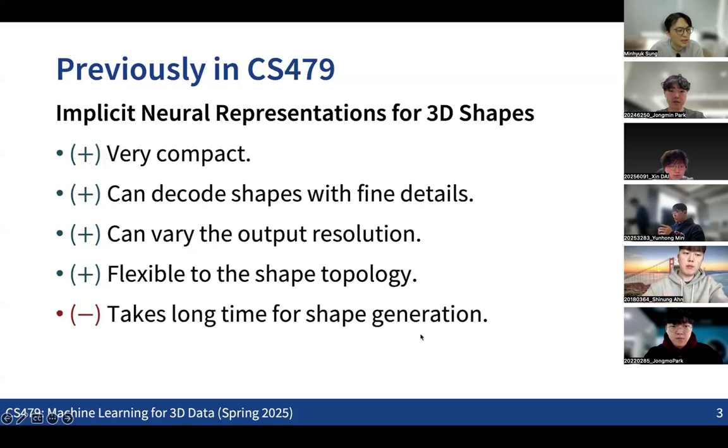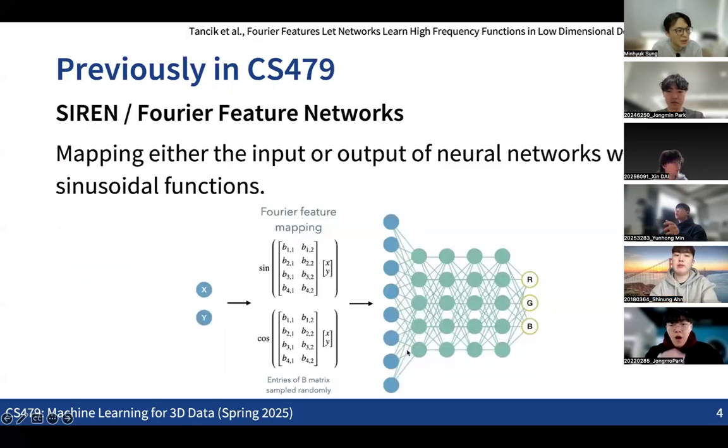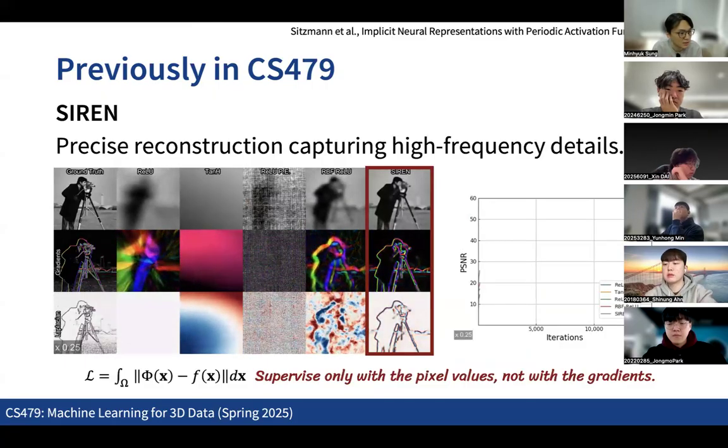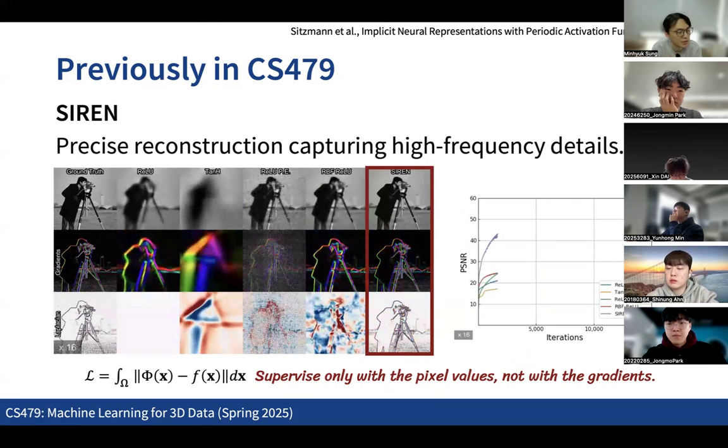In terms of designing the neural networks, we also discussed the idea of SIREN and Fourier feature networks, which map either the input or the output of each layer of the neural network into sinusoidal functions. With that, we can better capture the high frequency details. By simply replacing the activation from ReLU to sine or cosine, we could get much more precise reconstruction outputs.